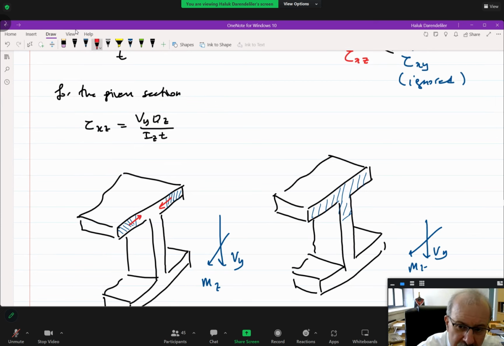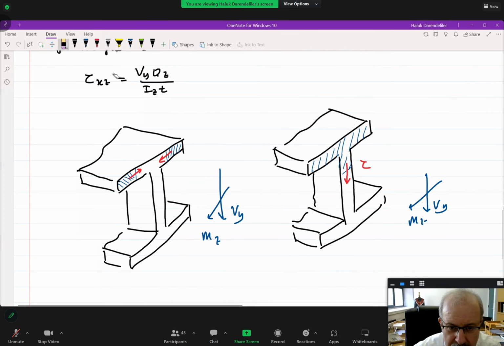This time, the shearing stress here should be in the downwards direction, and it is again tau. Now look, these are tau x, z. Peki bunu size soracağım. Koordinat sistemini bir kez daha çizeyim ki sizin de bir fikriniz olsun. Bakalım ne kadar buraları takip ediyorsunuz.